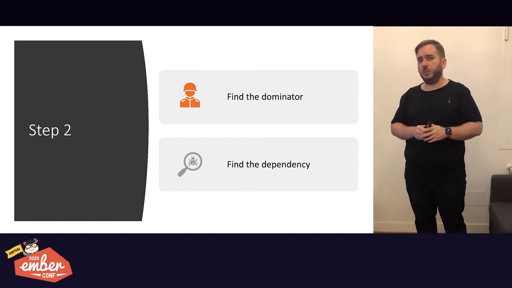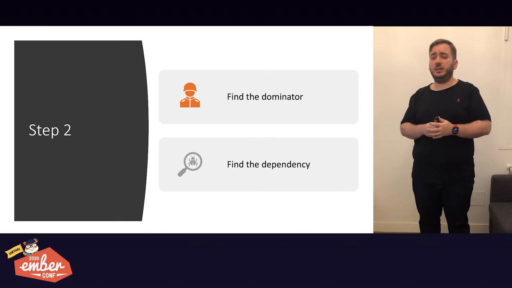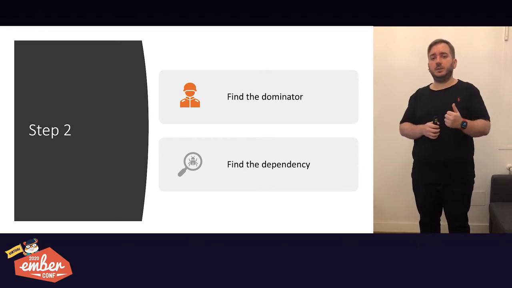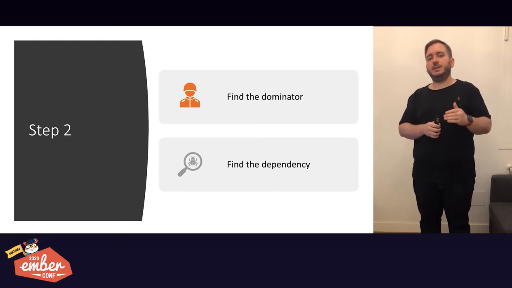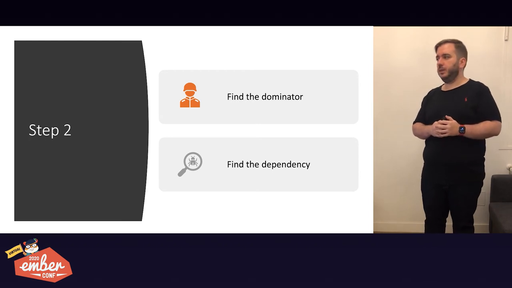Then we have step 2. We need to find the dominator. Dominator is a term in the industry. I haven't found another one. If you know of a better one, let me know and I'll change the presentation. But the dominator is basically the retainer we need to remove so the leak is gone.